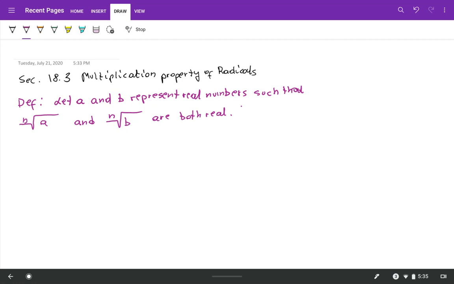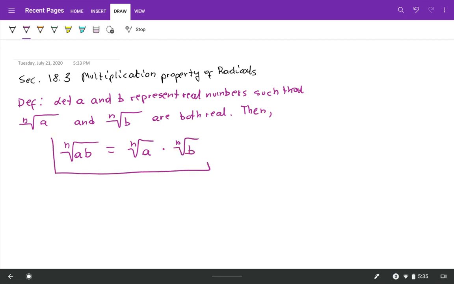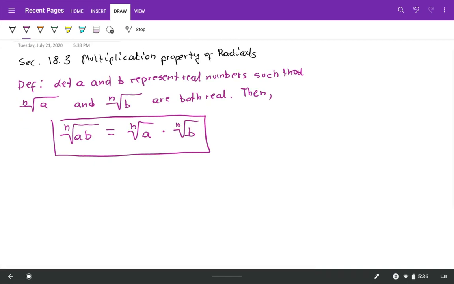Then the radical of index n of the product A times B is the same as the radical of index n of A times the radical of the same index of B. Okay, so this is the multiplication property. And what are we going to do next? Next, we're going to simplify.